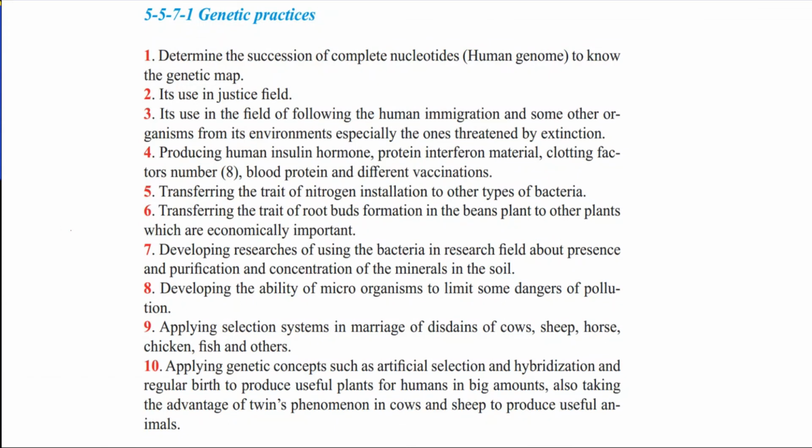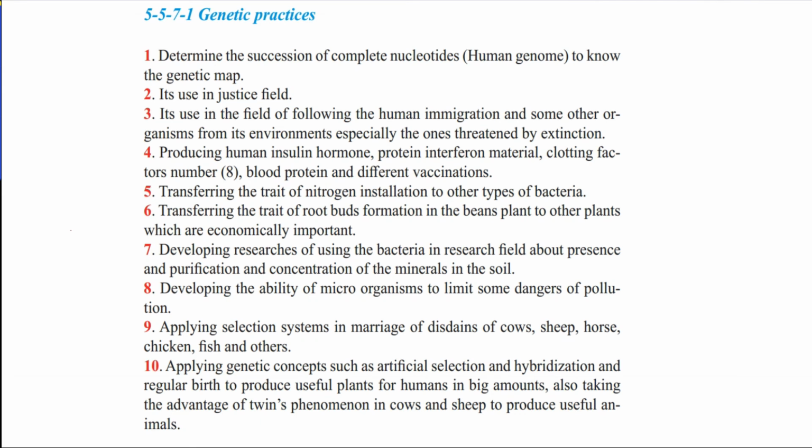Genetic practice and in what fields genetics can be used. To determine the sequence of the complete human genome to know the genetic map, which gene in humans is responsible for which trait. It is used in the justice field, so from a nail or a cell or a hair, they identify the owner of the specimen. It is used in the field of following human migration and some organisms in their environment, especially the ones threatened by extinction.